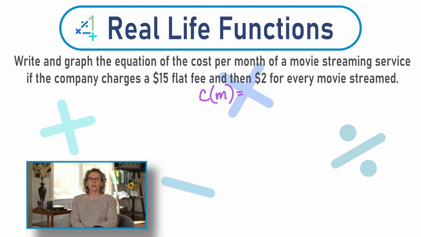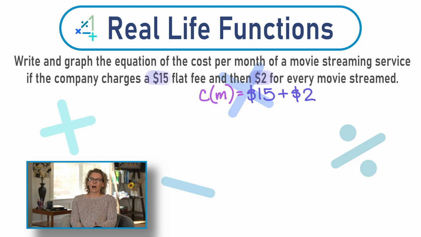We have two important numbers here, $15 and $2, and we know that they will find their way into the equation. How I look at these is to start with how much do I pay no matter how many movies I stream. Basically, how much do I pay just because I signed up with the service? For this one, it is the $15 flat fee, so I'll put that in my equation. Now, my price only goes up from there, so I'll add to it.